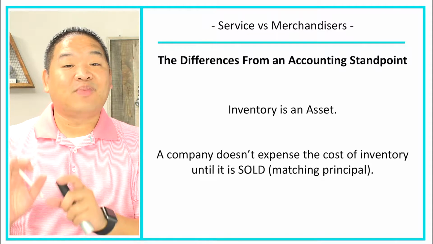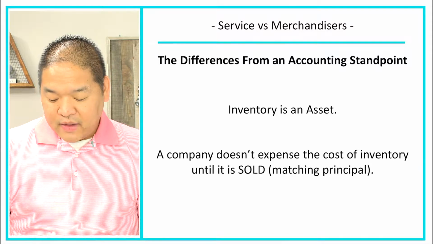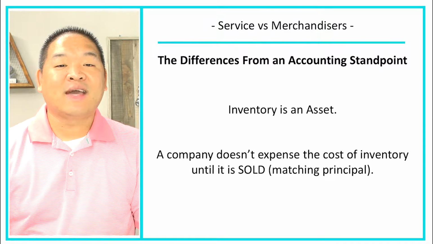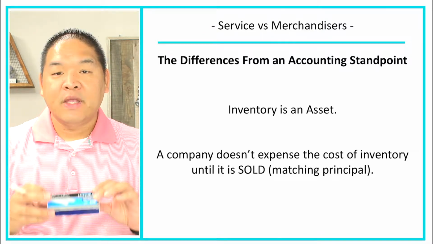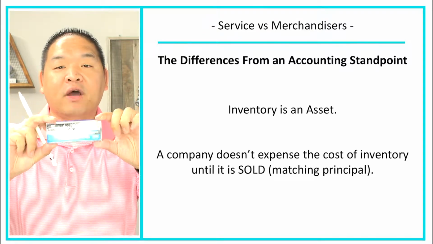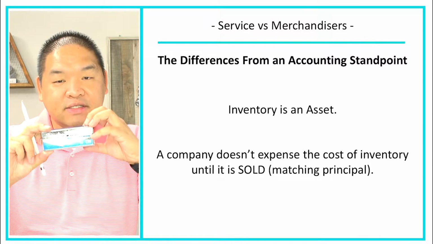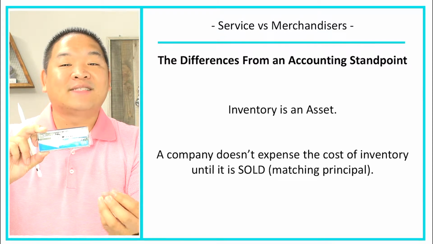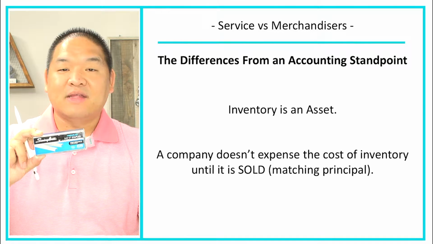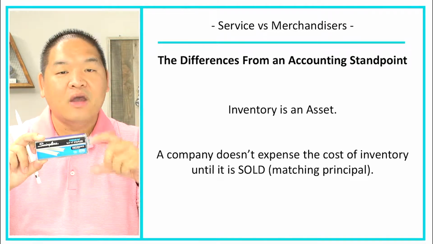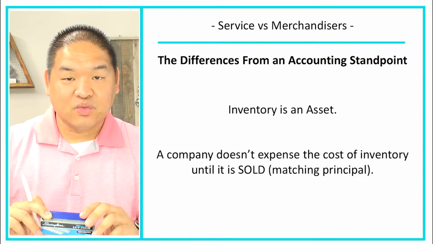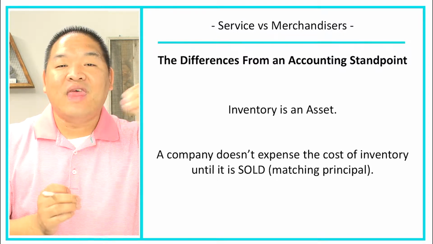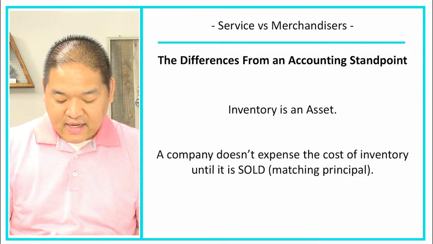A company doesn't expense the cost of that inventory until it is sold, and that is because of the matching principle. We're going to match the expense to the revenue. So if I buy this from ACCO Brands for $1, I will book this inventory item into my books as inventory for $1, and then when I sell it, I will expense that $1. So we don't expense it when we buy it, we expense it when we sell it. That's one of those accrual accounting things you're going to have to think about. It becomes an asset first, and then we sell it. When we sell it, it becomes an expense.